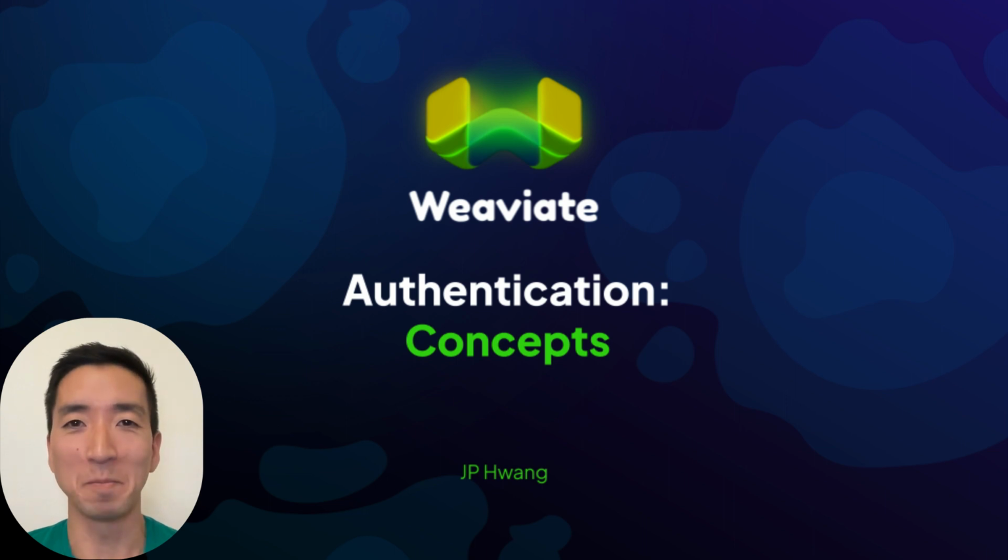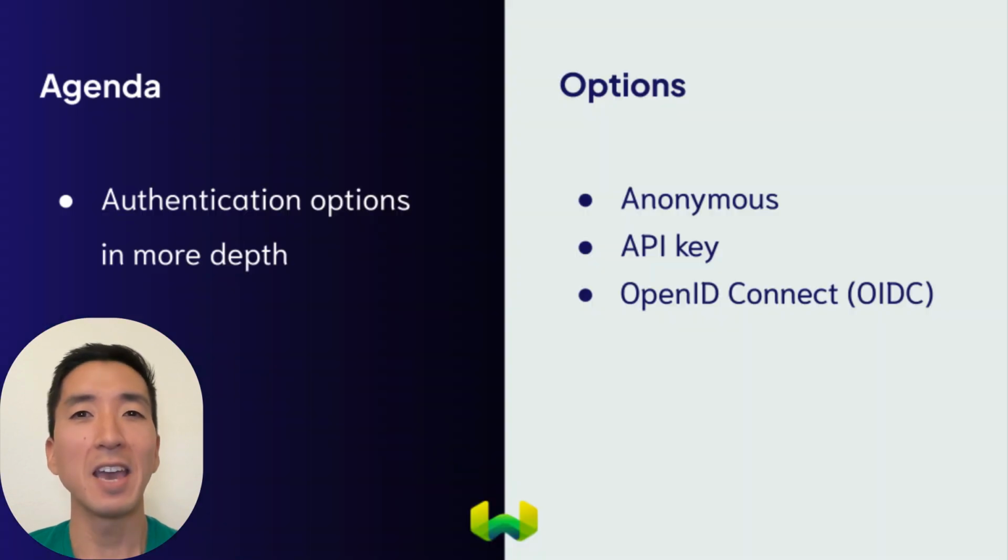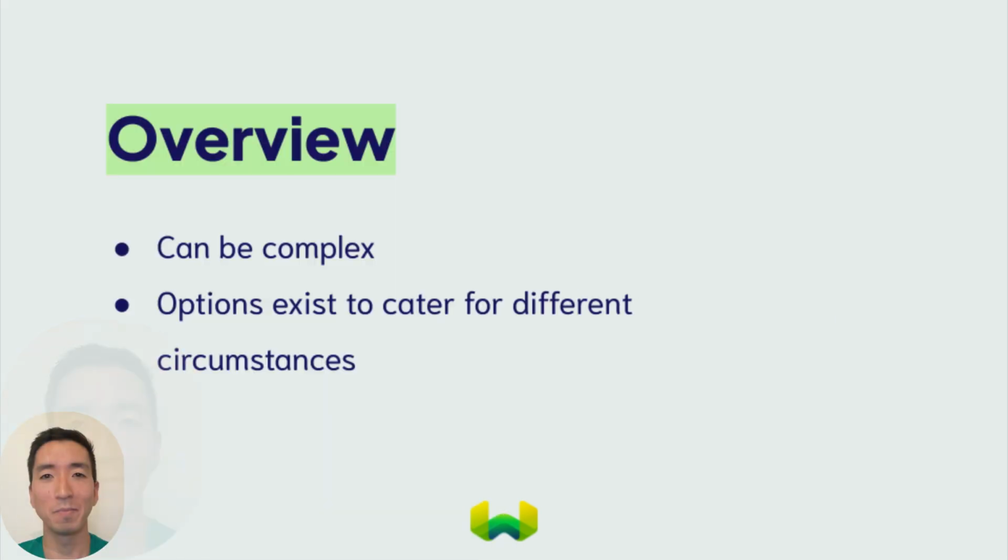Hi, and welcome. In this video, we'll be reviewing the differences between authentication options offered by Weaviate in a little bit more depth, including anonymous access, API key, and OpenID Connect.